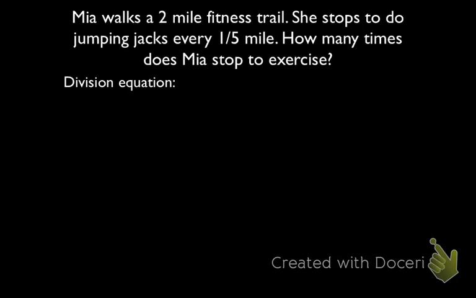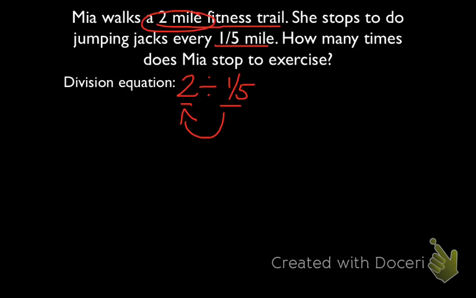Well, the first thing we want to ask ourselves before we do anything else is how can we represent this word problem as a division equation? Well, we have 2 miles here, and we know that she's also going to do jumping jacks every 1/5 of a mile. So what's being divided in here? Well, we're taking 2 miles, and we're dividing it into 1/5 chunks. So the division equation would be 2 for 2 miles divided by 1/5 of a mile. And so here, 2 is our whole number, and 1/5 is our fraction, so we're dividing 2 by 1/5.